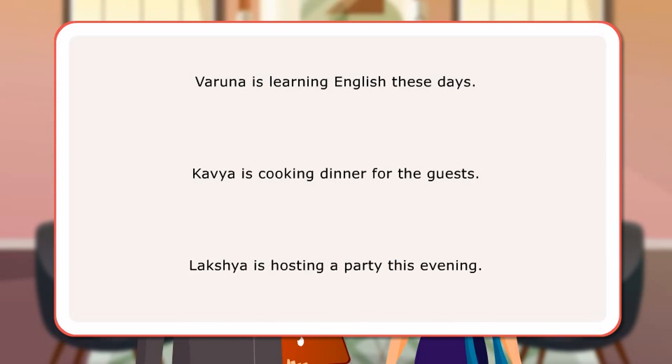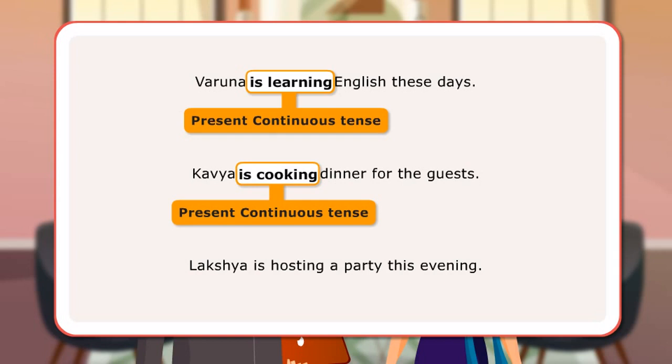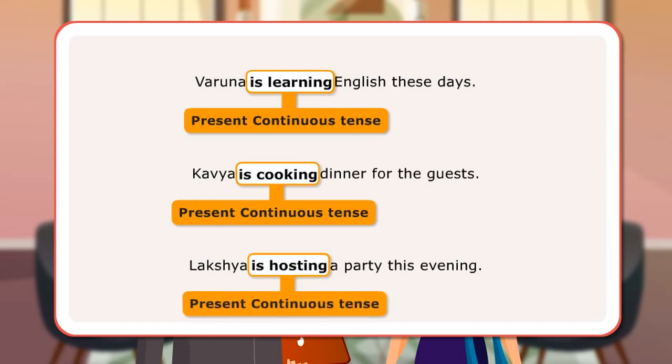In the first sentence, is learning is present continuous tense as it speaks of an action that is continuing for some days. In the next sentence, is cooking is present continuous tense as it speaks about an action taking place at the time of speaking. In the last sentence, is hosting is present continuous tense as it talks about something planned to take place in the near future.